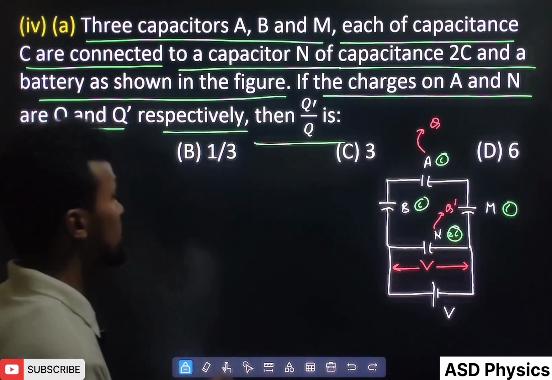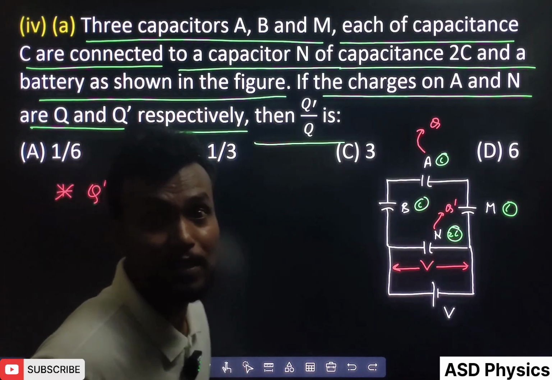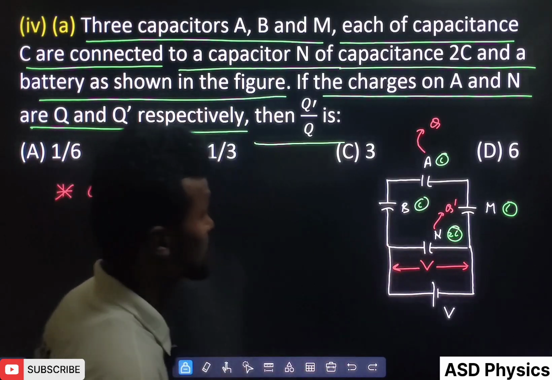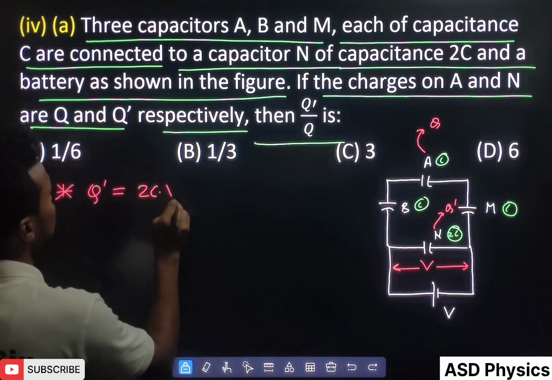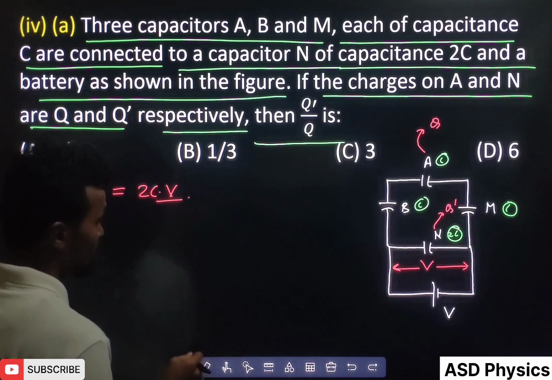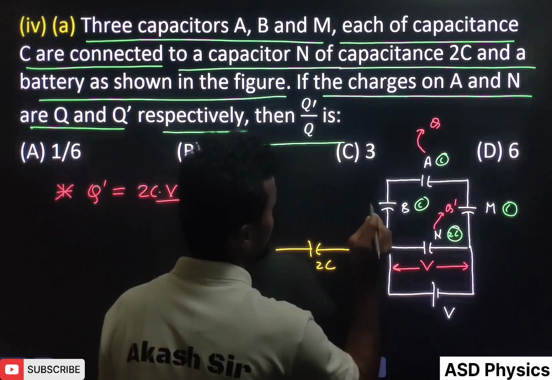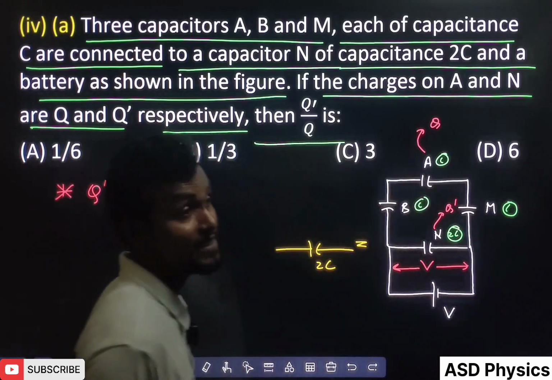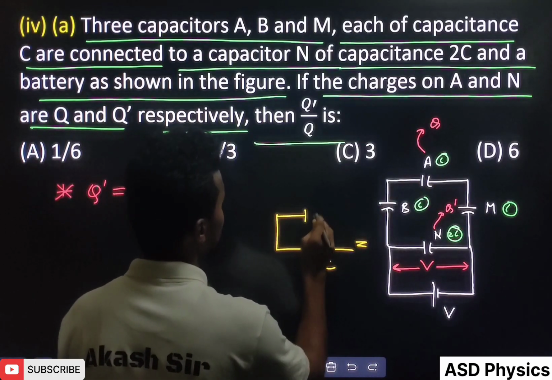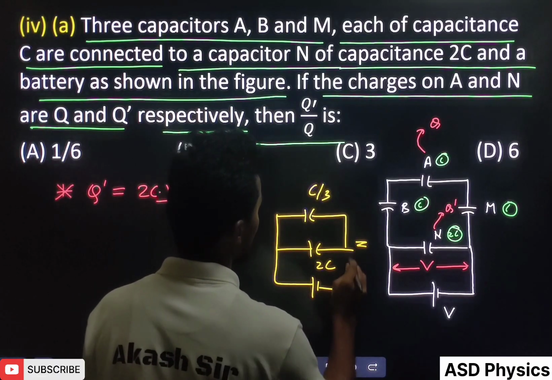So here we can tell this charge Q dash is given by Q equal to CV. So this is 2C and potential is V. After that students, please remember, you can see very well here, this is the 2C. But now this C, this C, this C are connected in series. So here this will come C by 3. And anyhow the battery V is connected.